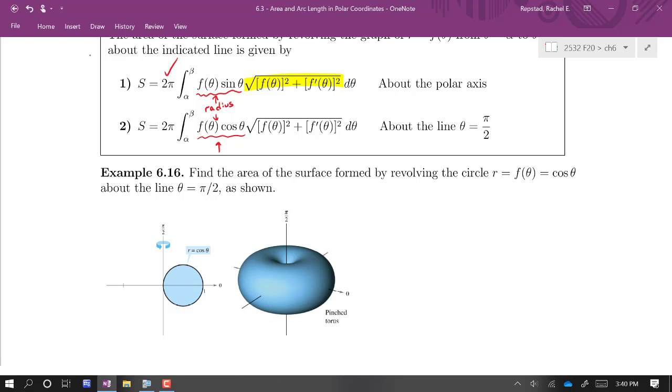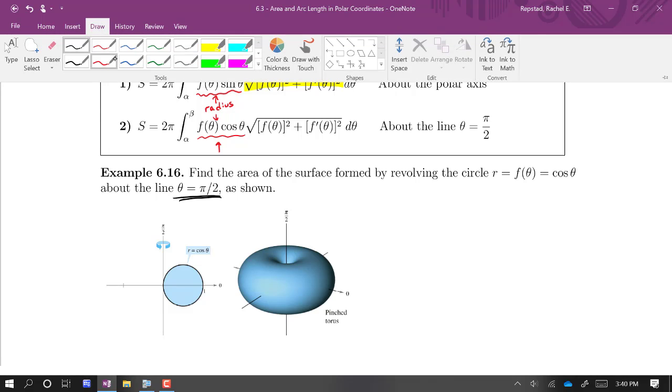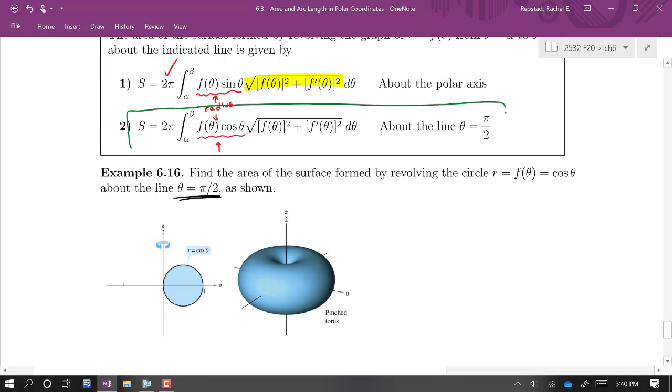So in our last example, we're going to find the area of a surface formed by revolving the circle r equals cosine theta about the line theta equals pi over 2. So if it's about the line theta equals pi over 2, that means we're using the integral on the bottom. Our radius is r cosine theta. And the first thing we've got to observe is that this circle, and we can verify this on the calculator by looking at the graph, is traced out as theta ranges from 0 to pi.